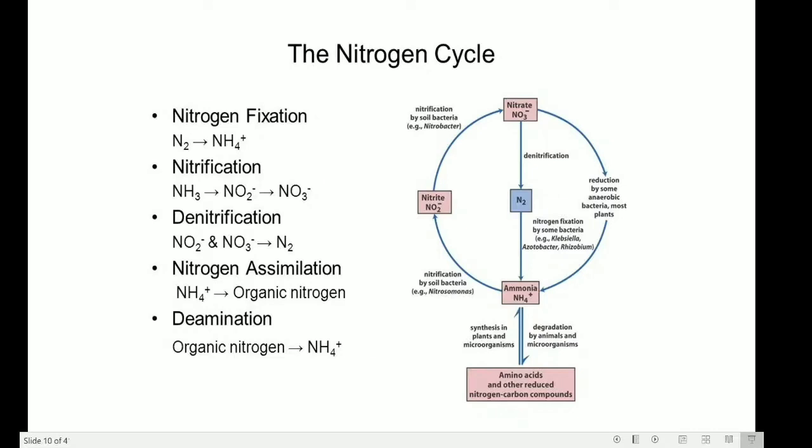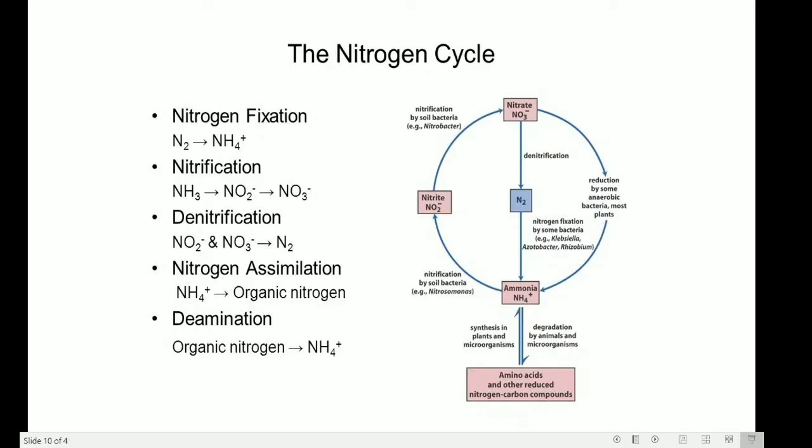Nitrogen cycle, the nitrogen fixation. What is nitrogen fixation? N2 is converted into NH4. This is called nitrogen fixation. The N2, the nitrogen and nitrate molecule, is converted into NH4. That's nitrogen fixation. The nitrification: nitrification means that the NH3 molecule is converted into NO2. This NO2 is converted into NO3 minus. This sequential process is called nitrification.